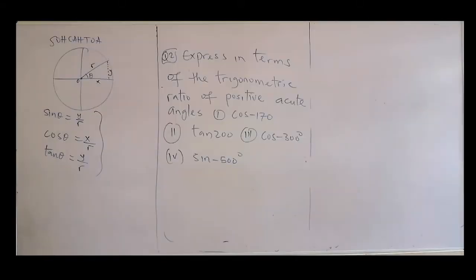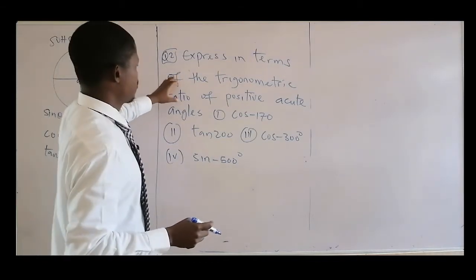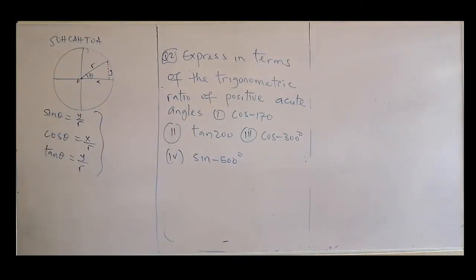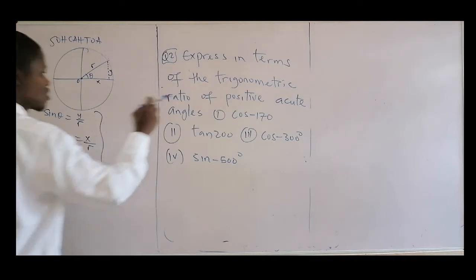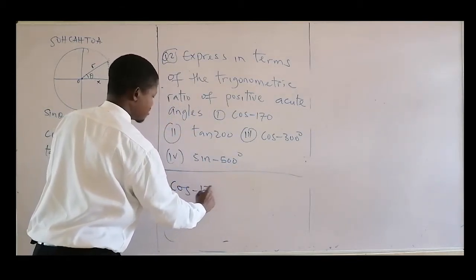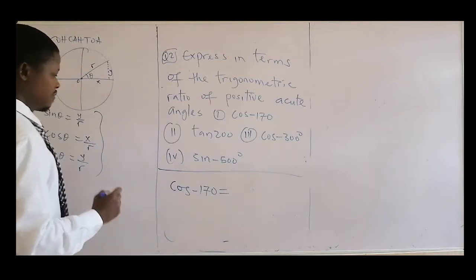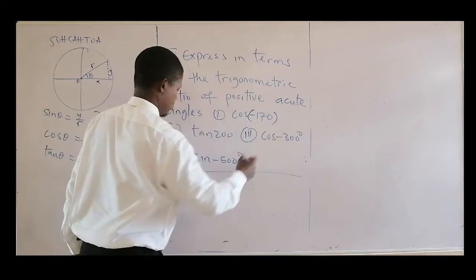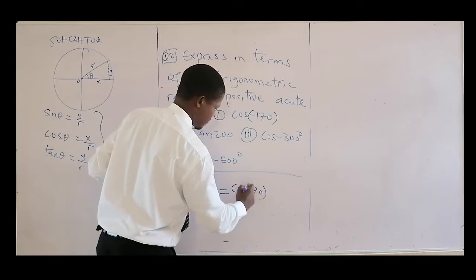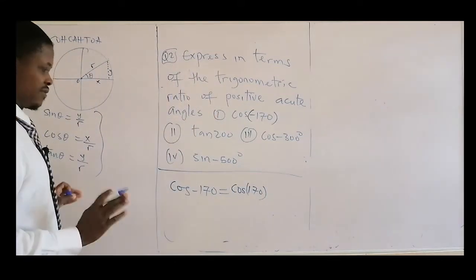Next question. Here, express in terms of the trigonometric ratio of a positive acute angle. When we talk of an acute angle, I told us in the first video, it is just an angle less than 90. For cos minus 170, first of all, cosine of a negative angle is cos, it's positive. That's the first step.